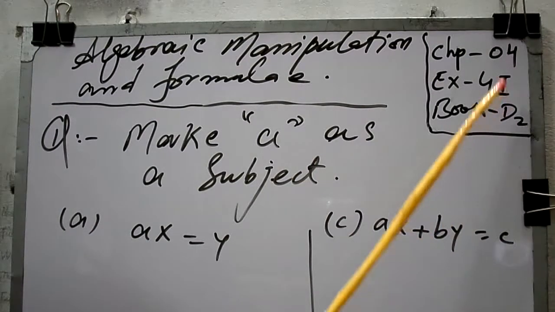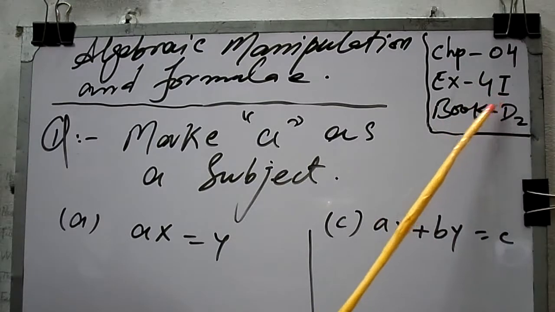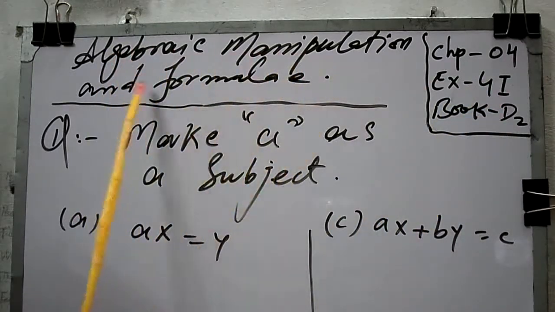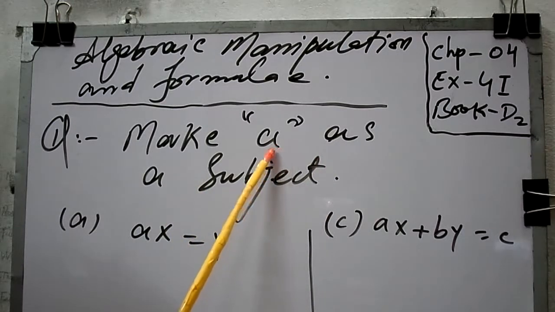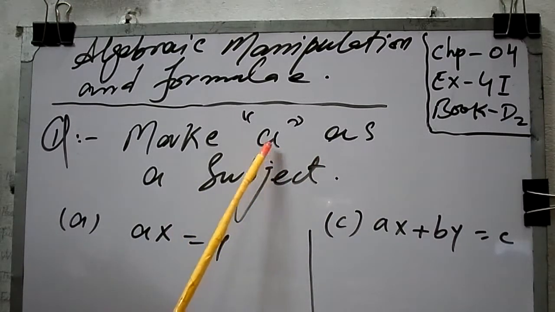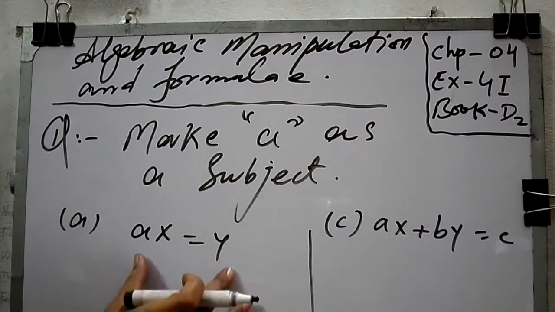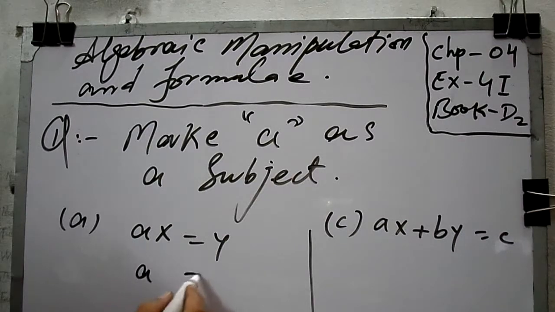Today we will discuss chapter number 4, exercise 4I, book D2, algebraic manipulation and formulas. Make A the subject. What does it mean? It means that you have to find the value of A, or you have to arrange the given equation in such a way that it gives A as the subject. For example, in question number 1 you have to find the value of A, so y by x is your required result.